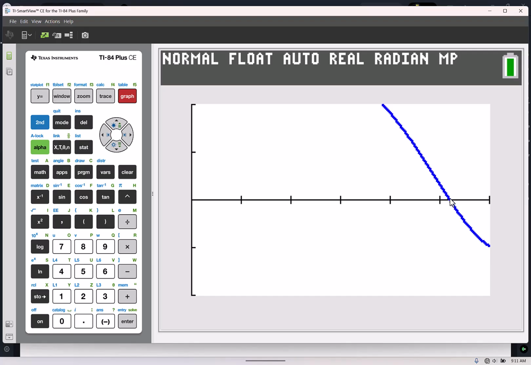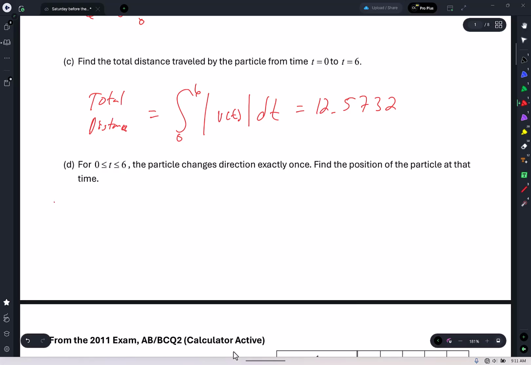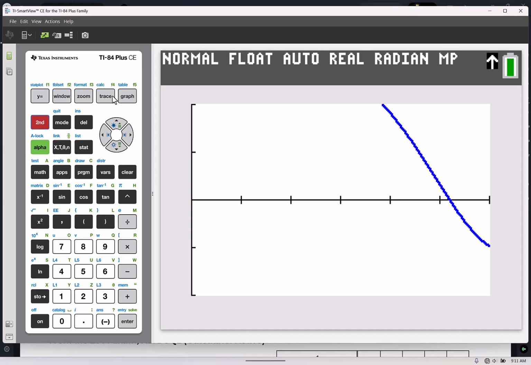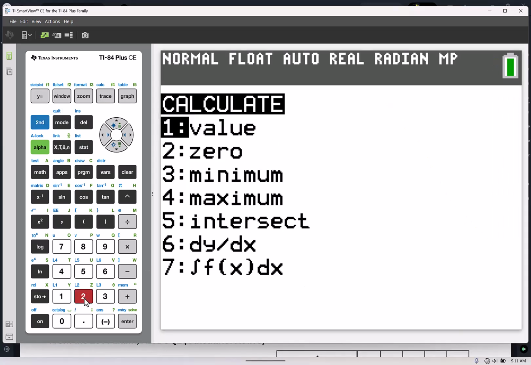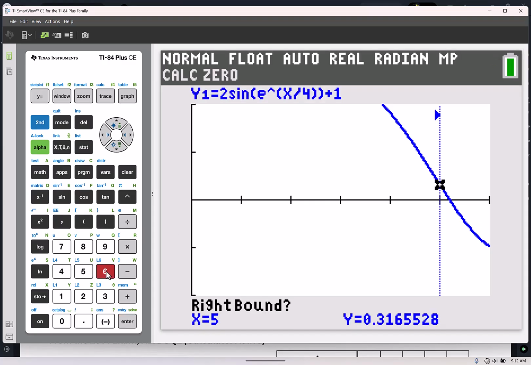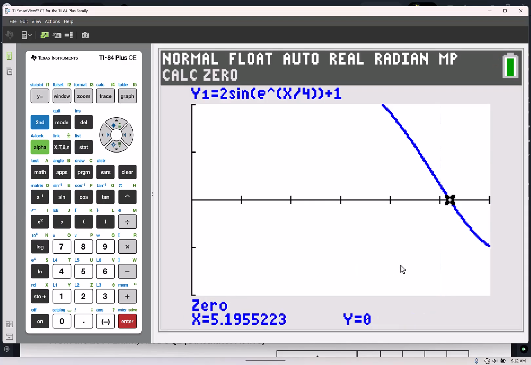So I'm going to find that value. What do I write? You're going to write v of t equals 0. This is called the setup. And then right below, you're going to write t equals, and give me that number. I'm going to go second calculate, number 2, zero. It's asking me to search between what? It's between 5 and 6, so I push the number 5, enter, then left bound 5, right bound 6, enter. When it says guess, I don't want to guess. Enter. There it is.